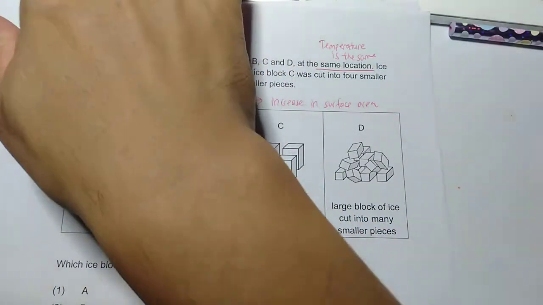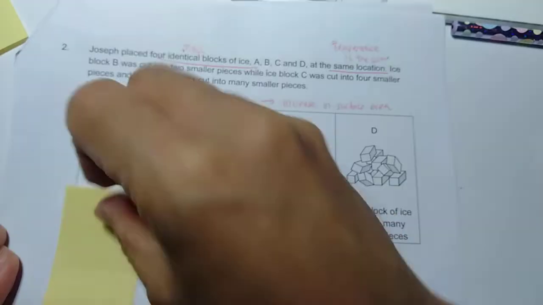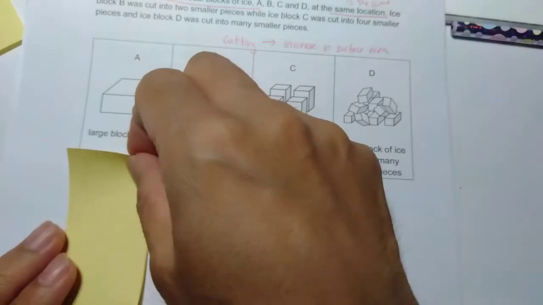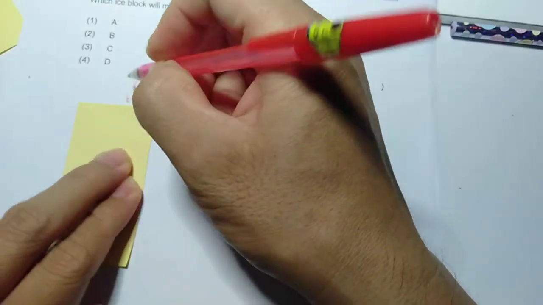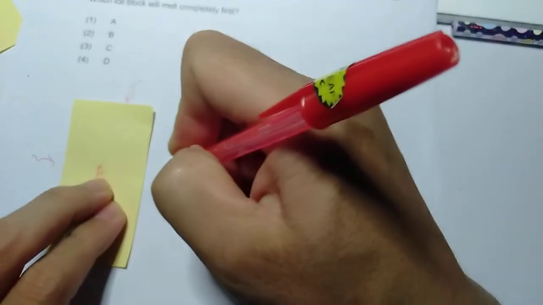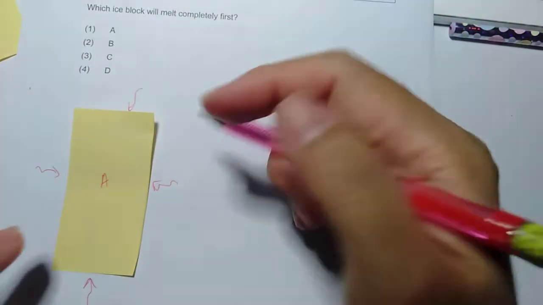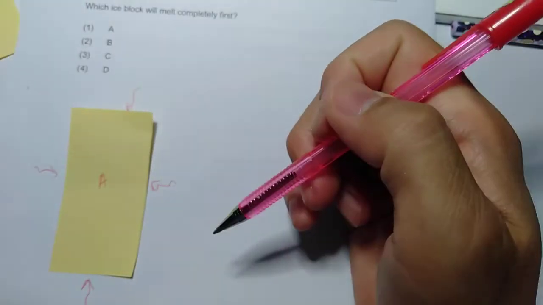So what does that mean? I'll do a small demonstration here. Let's say this represents your large ice block A, and it's not being cut. If heat wants to melt this block of ice, how can heat get to it? Heat can get to it from the top, from the left, from the right, from the bottom. So heat from the surroundings can be transferred to ice block A in these different directions.